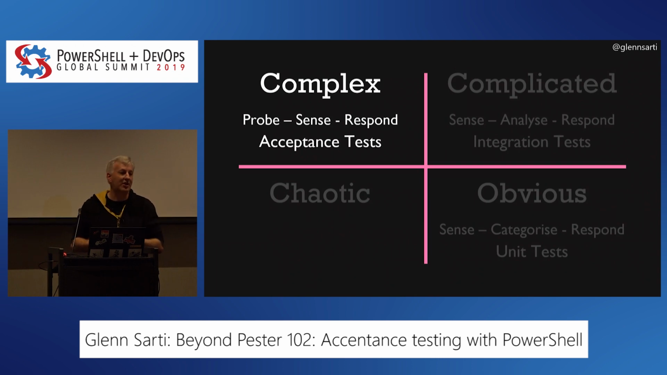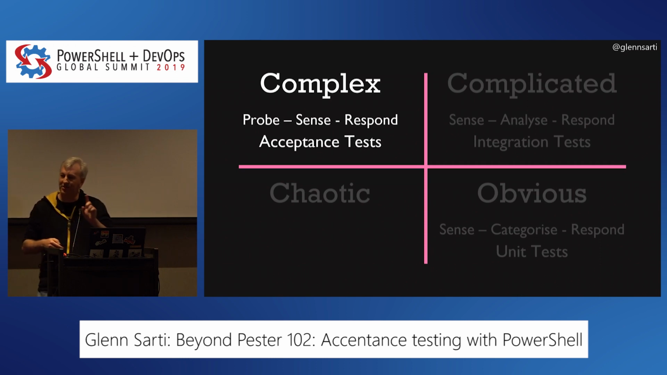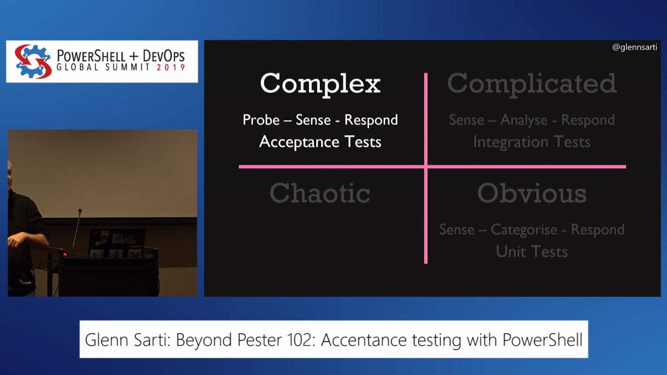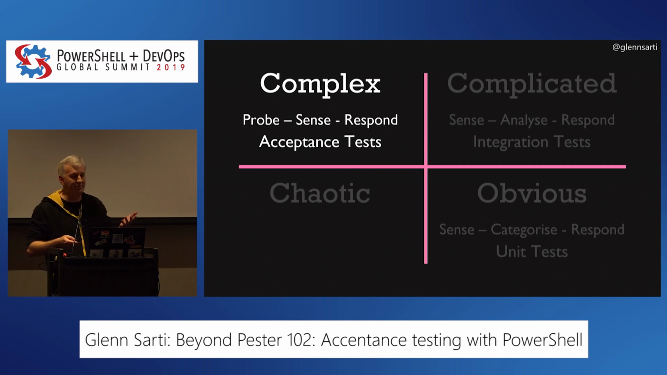Acceptance tests tend to live in the complex domain. The relationship between cause and effect can be deduced in retrospect. Typically when you see an acceptance test failure, this is what you're going to do. I wonder what happens if I try changing this one thing, and you test it. What happens if I try changing this other thing? And you keep changing things and testing and testing, and then you figure out where the cause and effect is. And then you fix the script or the test so it passes. This is the probe, sense, respond approach. You prod and poke until you figure out the cause and effect.